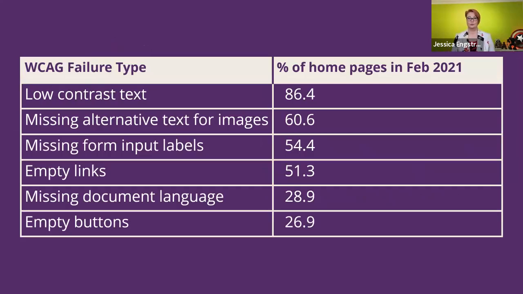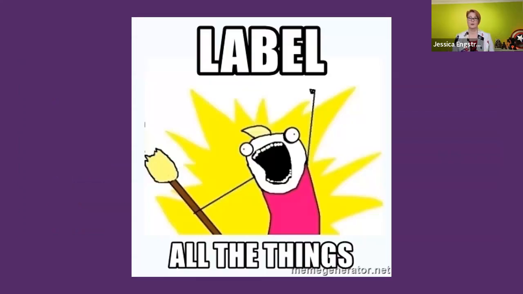The third most common accessibility issue is missing form input labels. Now, we already talked about making forms more usable, so we won't go down that rabbit hole again, but we need to make sure that our code is accessible as well. And we can do that by labeling all the things. And there's great documentation on the WAI page on labeling controls as well.